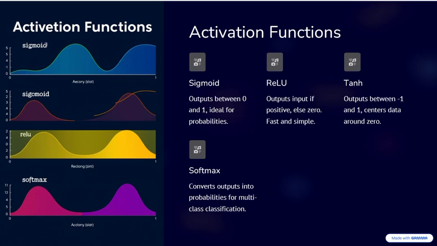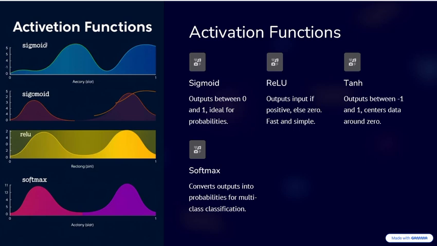What is ReLU? ReLU stands for Rectified Linear Unit. It is one of the most commonly used activation functions in deep neural networks, especially in the hidden layers. Next is TANH. In deep neural networks, TANH is an activation function typically used in hidden layers to add non-linearity and help the network learn complex relationships. TANH is also called hyperbolic tangent.